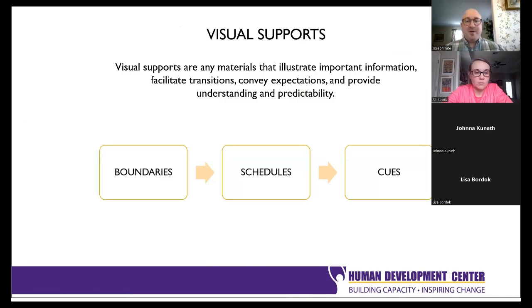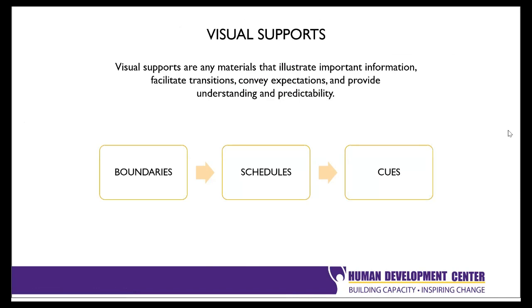All right. So one way to really help prime students is to use visual supports throughout the day. Visual supports and priming really go hand in hand. They help you show the student an example of what their day is going to look like, what might be different. So really utilizing visual supports as you think about priming is something that's really going to help your students. So visual supports are any materials that illustrate important information, facilitate transitions, convey expectations, and provide understanding and predictability.